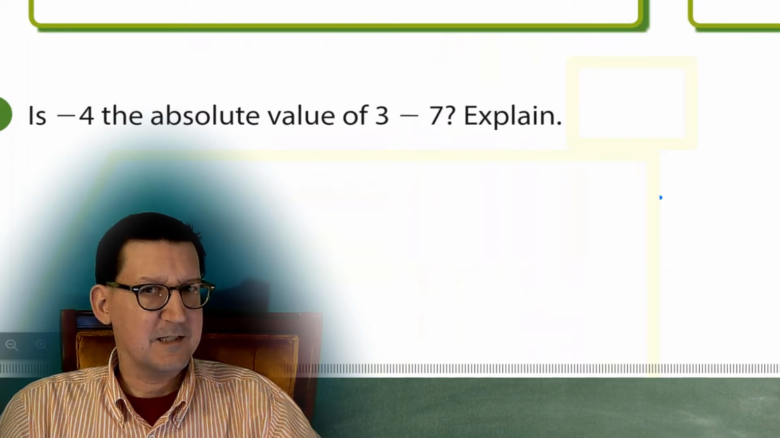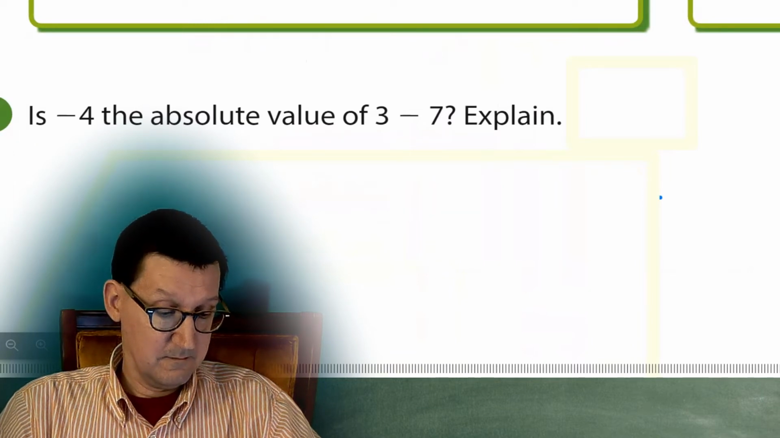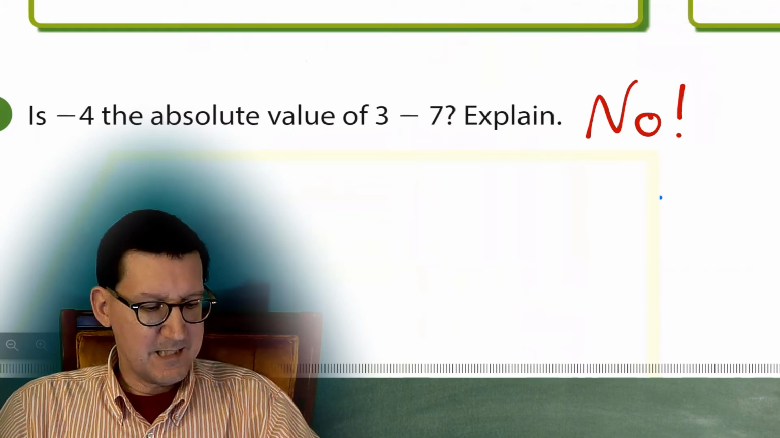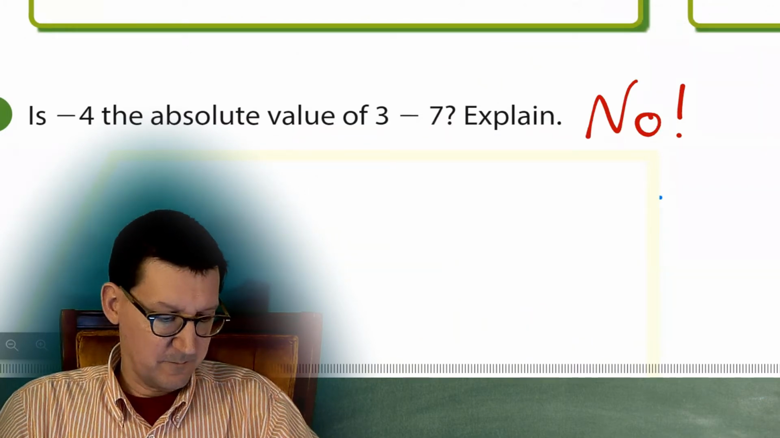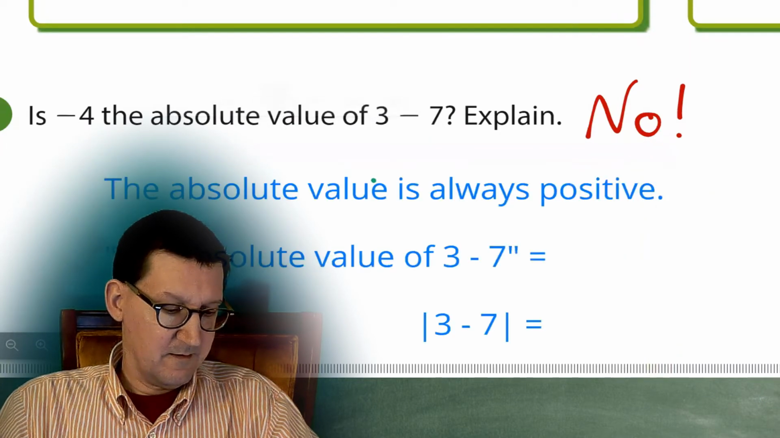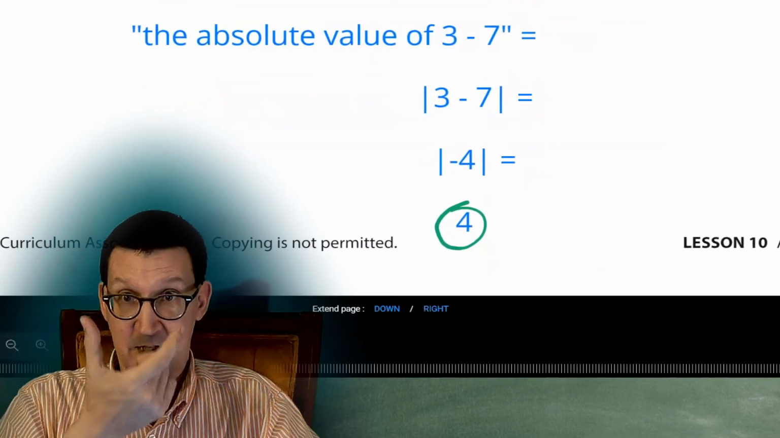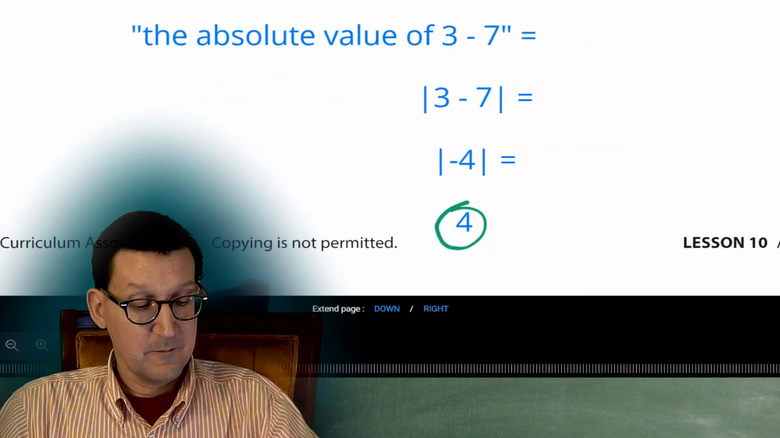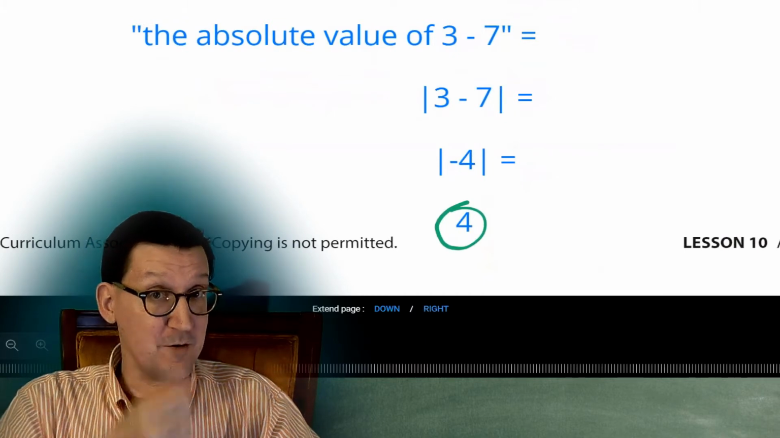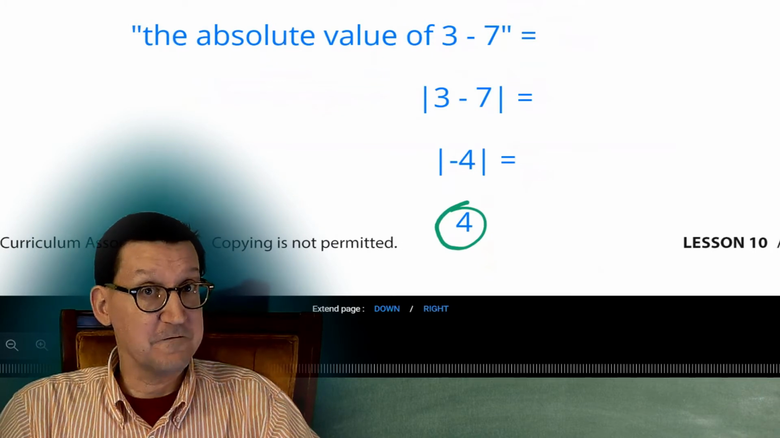Let's think about what the question's asking us. Well, the quick answer is no, it's not. And why is it not? Because the way it's phrased, the absolute value of 3 minus 7, you can write as the absolute value of 3 minus 7, which is 3 minus 7 in those absolute value bars. Now 3 minus 7 is negative 4, but negative 4 is still in the absolute value bars. So if we take that negative 4 out of the bars, it becomes positive 4.